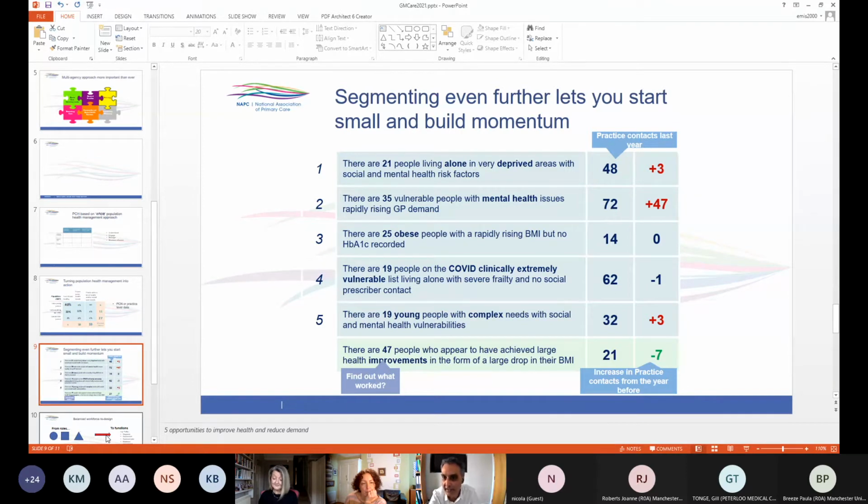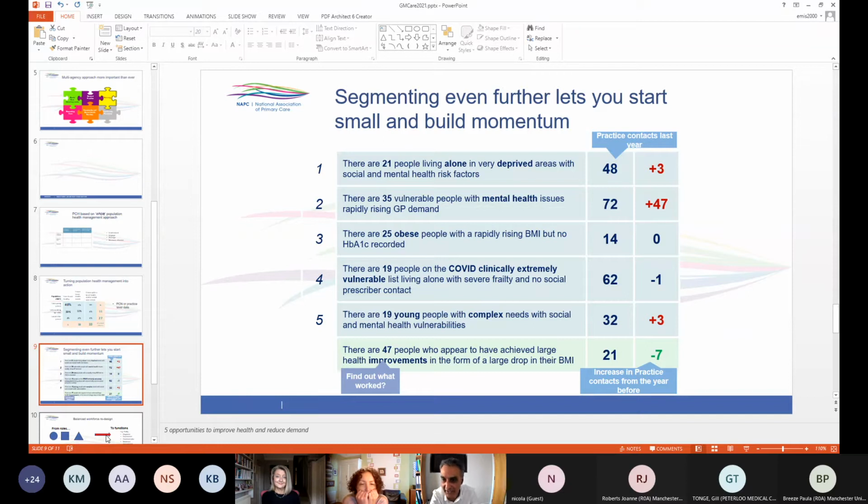We'd really be interested to know how many contacts this group of people, this segment of people, have had with the practice in the last 12 months, whether it's going up or down, and then starting to think how we as a group of colleagues can work together to address some of these needs so that we can see a change in demand potentially, and also an improvement in the health status of these people. So if I draw your attention to the second row here, 35 people we think are vulnerable with mental health issues and whose demand, if you can see, is significant over the last 12 months. So that's 35 people across a practice list size of 12,000 that we could meaningfully start doing something about.